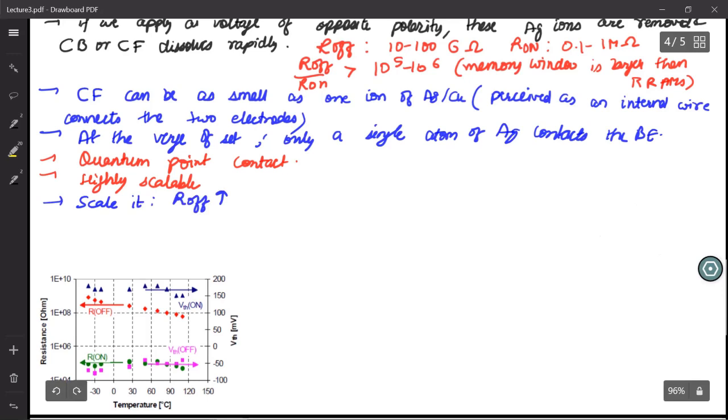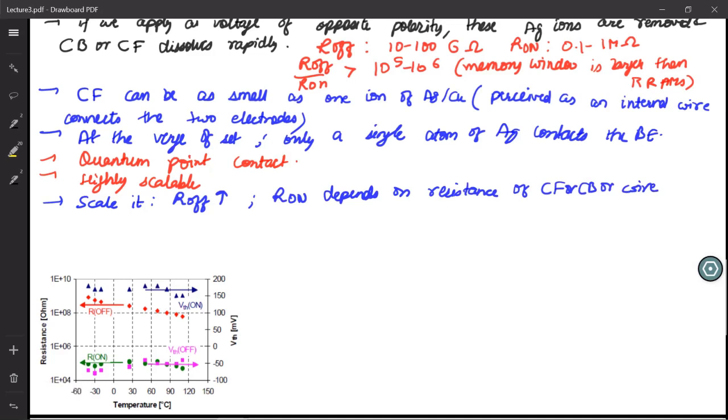Why is ROFF going to increase? Because the area is reducing, and R is rho L by A. Area reduces, your ROFF is going to increase. Now, similar to OxRAM, here also RON depends on the resistance of your conduction filament or conduction bridge or wire, whatever you call it, between the electrodes. So RON remains relatively independent of scaling. RON doesn't change much.